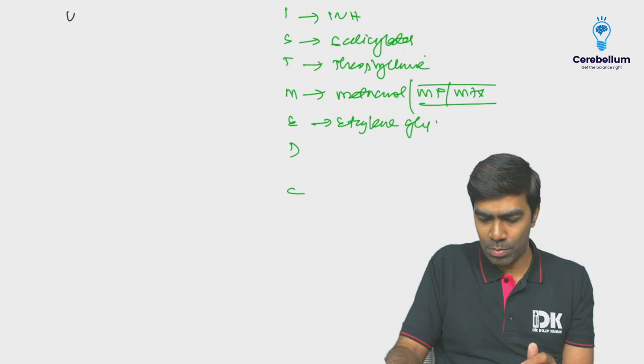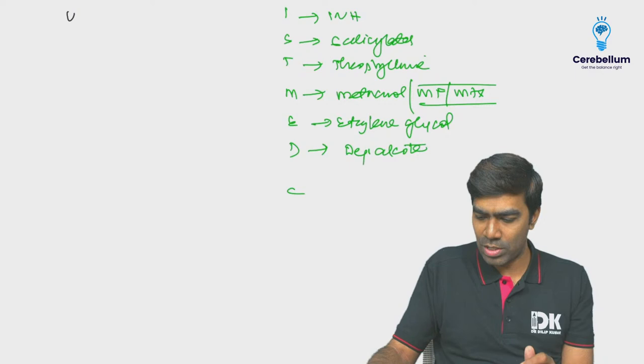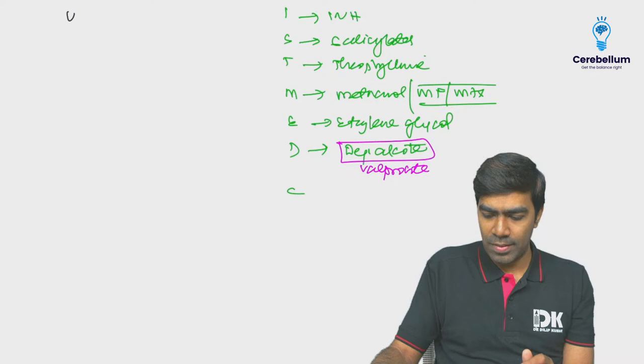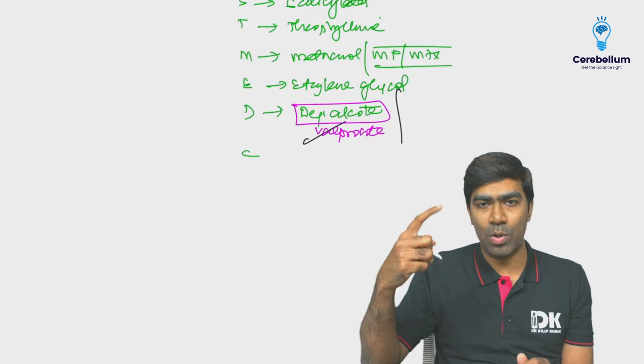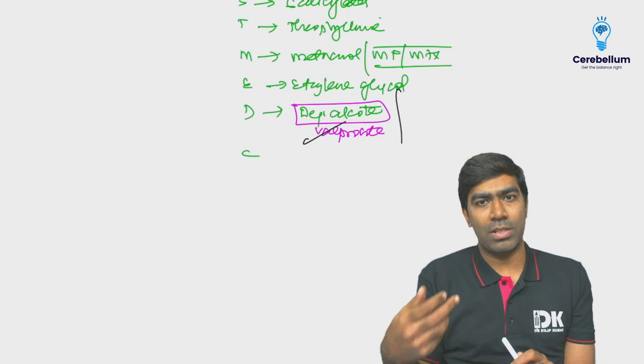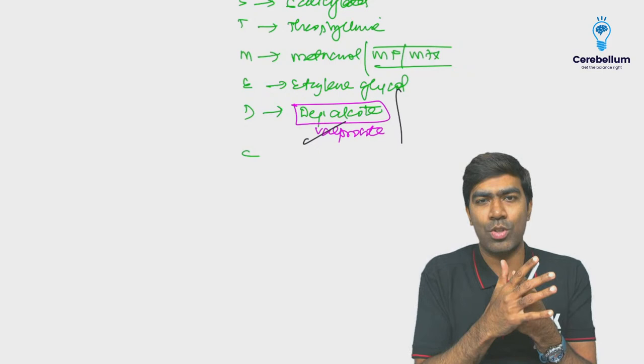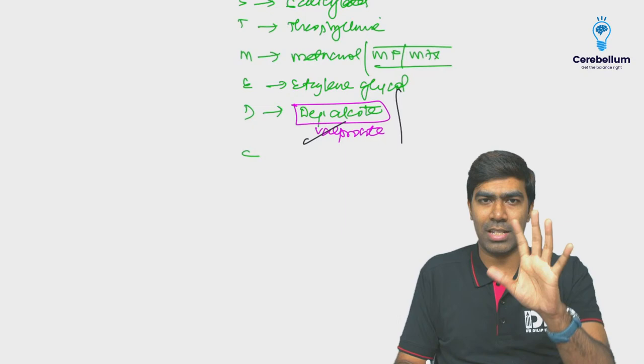D stands for Depakote. This is a brand name for valproate. Valproate in high concentrations can be dialyzed. Even though valproate has very high protein binding, many students ask how valproate can be dialyzed. But in toxic concentrations, the protein binding sites will be saturated, so a lot of free drug will be available in the plasma that will be eliminated. So in toxic conditions, yes, valproate is also dialyzable.